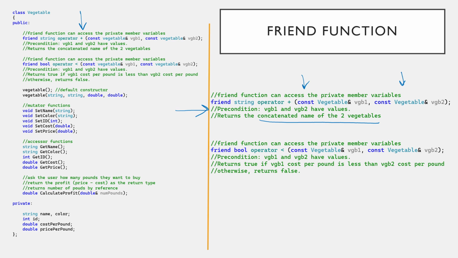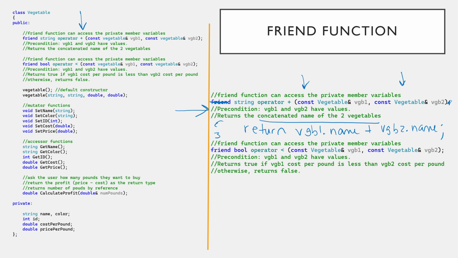If this was the implementation, you would not have the keyword friend here, and you would have obviously opening and closing curly braces, and then you would do return vegetable1.name plus vegetable2.name. So that's much nicer than having to use vegetable1.getName. You can do it that way too, but this is just a way that you can access the private member variables directly with the dot operator.